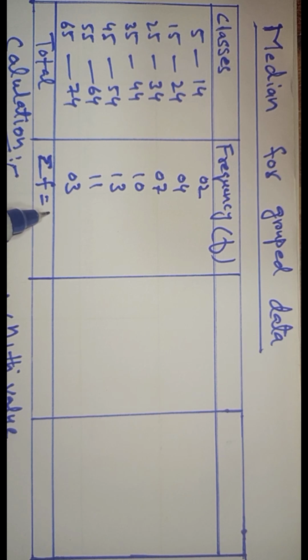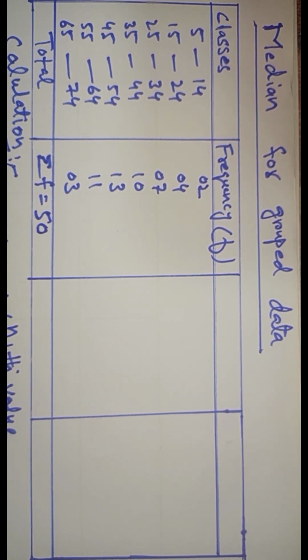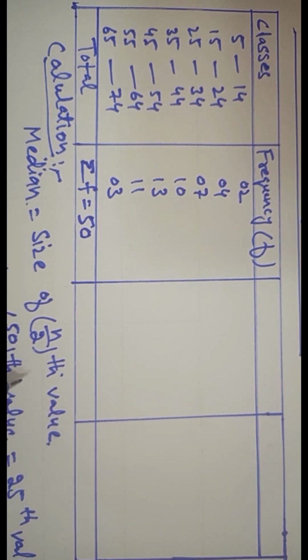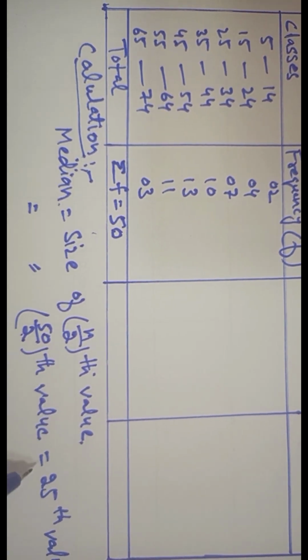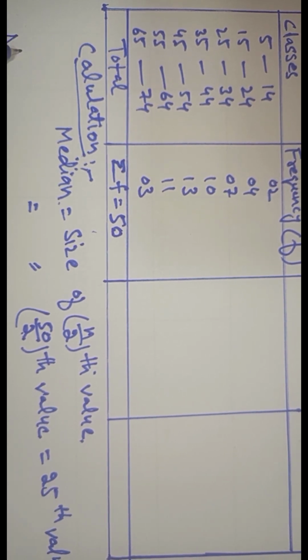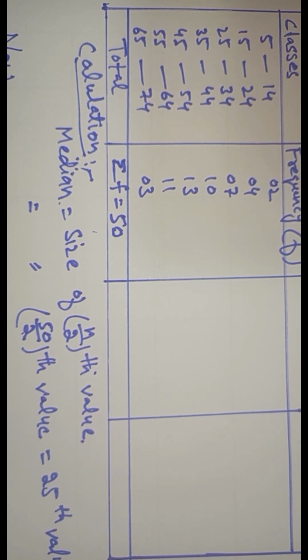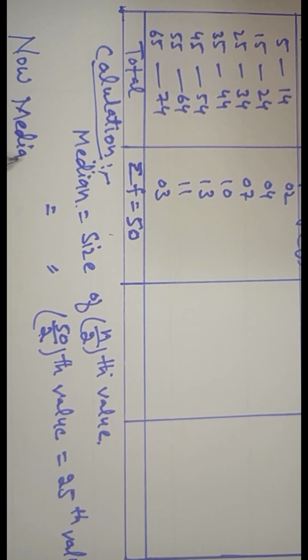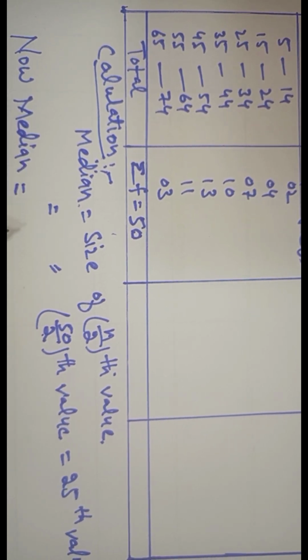Today our topic is median for grouped data. The data is given in the shape of classes and their frequencies. The classes start from 5 to 14, and the corresponding frequency is also given. Calculation: median is equal to the size of the n by 2th value. First of all, we will calculate this. N by 2th, total frequency is 50, divided by 2, that is equal to the 25th value.